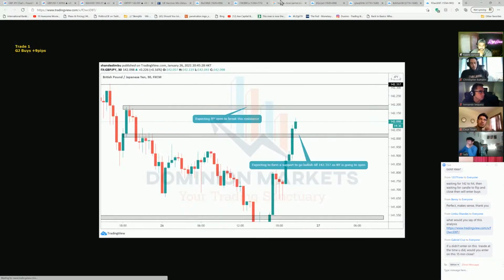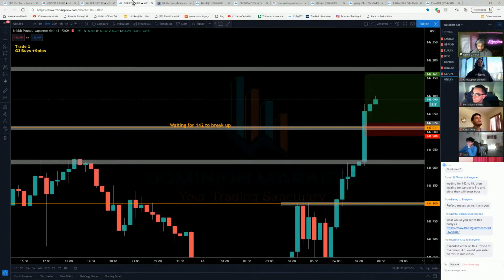Let's take a look at this chart here. This is expecting to form a support to go bullish. 142.317 as NY open is going to happen. Yeah, that's true. That can also happen too. If price comes down, creates a support, and then continues to move back up. We could see that happening as well.